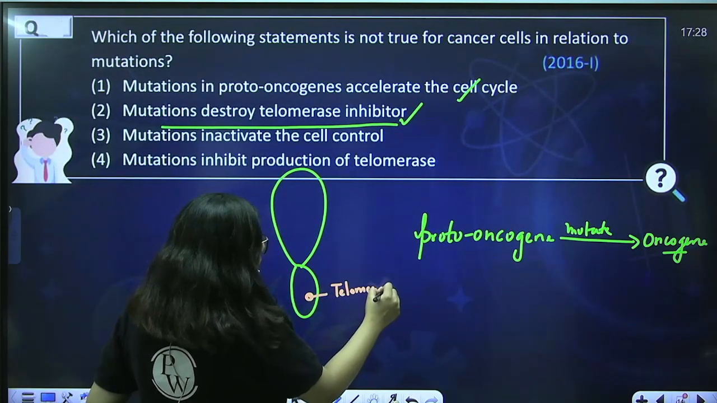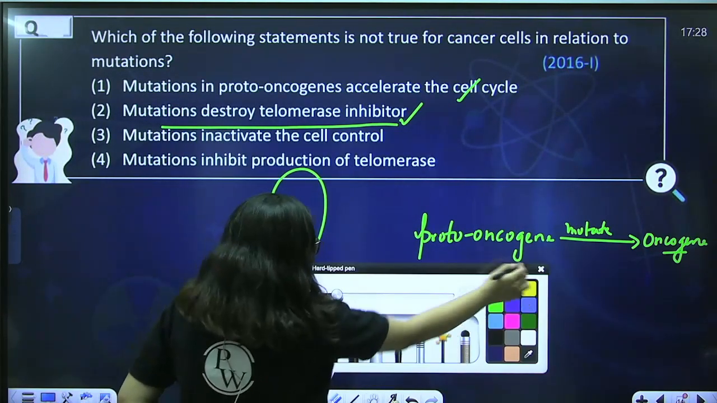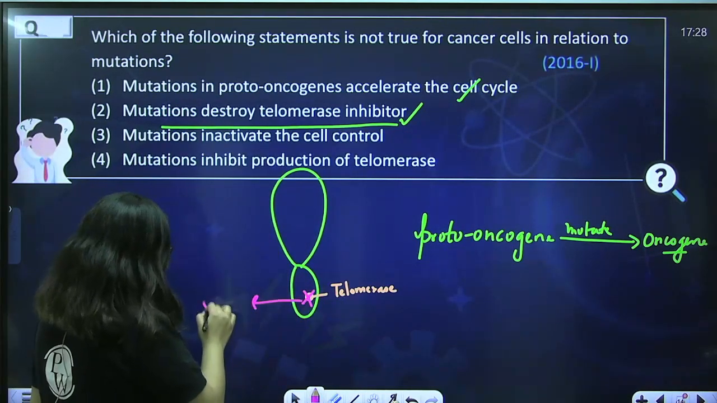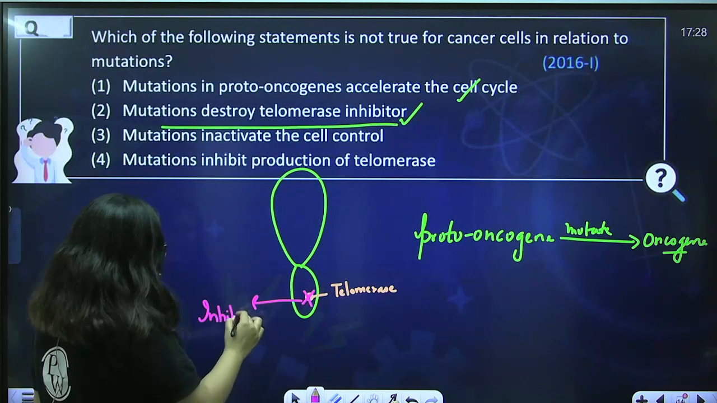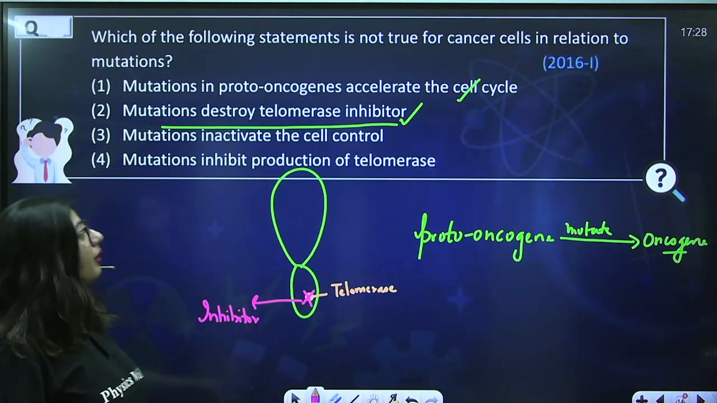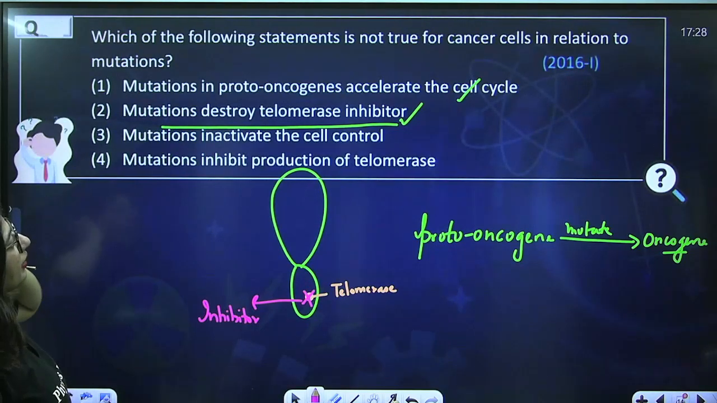In a normal cell, this telomerase enzyme is inhibited by an inhibitor. This is what the inhibitor is. If this inhibitor is destroyed by mutation, telomerase will be free. This is what happens in a cancer cell. Mutations inactivate the cell control.